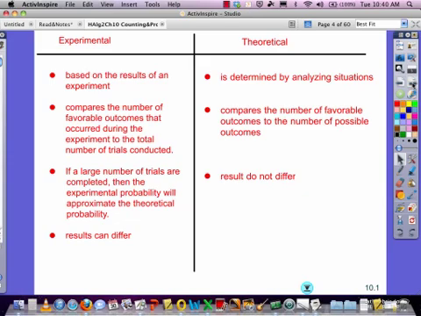Theoretical, though, is determined by analyzing the situation. It compares the number of favorable outcomes to the number of possible outcomes, and the results do not differ. It's always, always, always that way. So experimental, theoretical. Over the long run, experimental should match theoretical. Most of what we're doing will be the theoretical type.